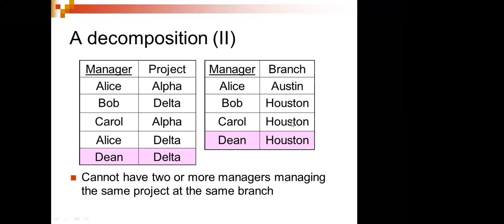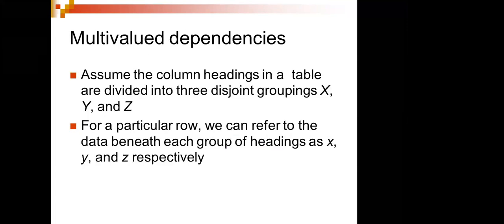So a manager cannot have more than two branches. This is how you are getting the problem. When I'm decomposing the things, I'm getting the problem, and I have to solve this. So for this, what is the solution? Here, what do you find over here?